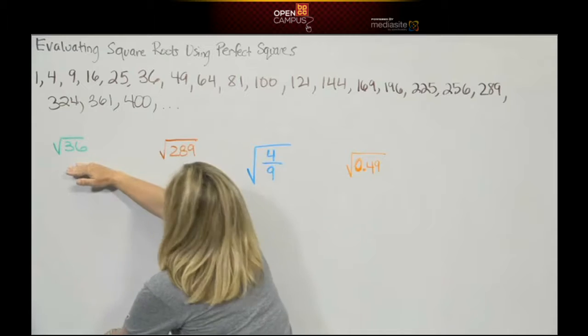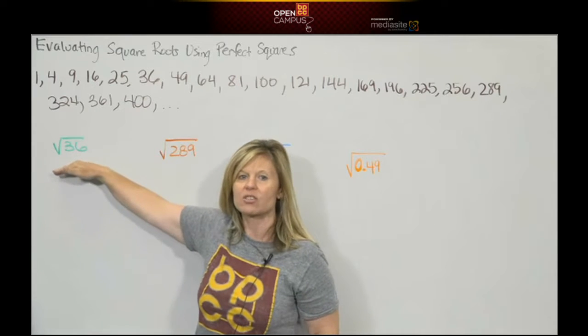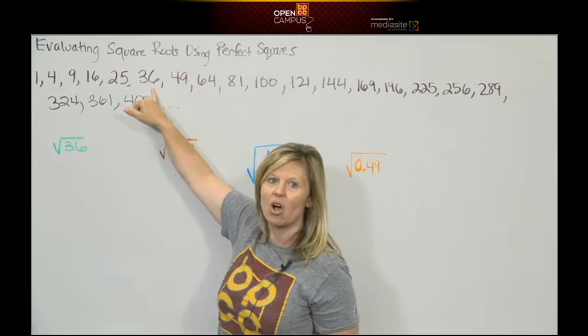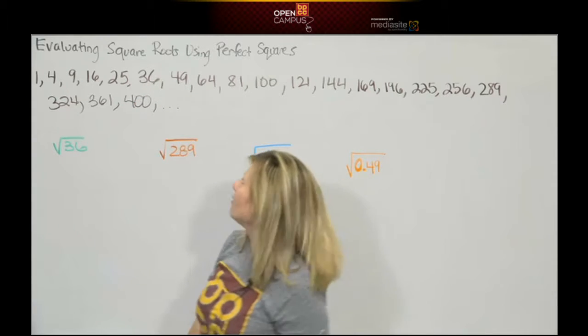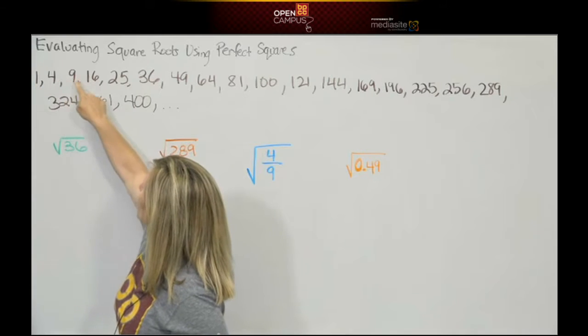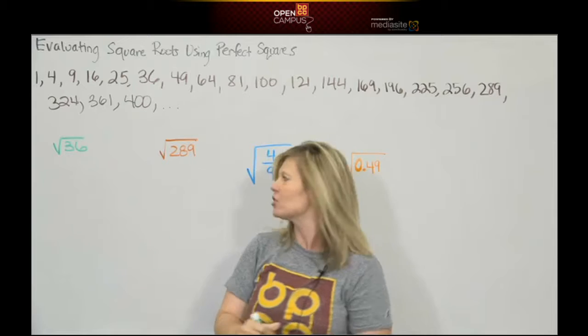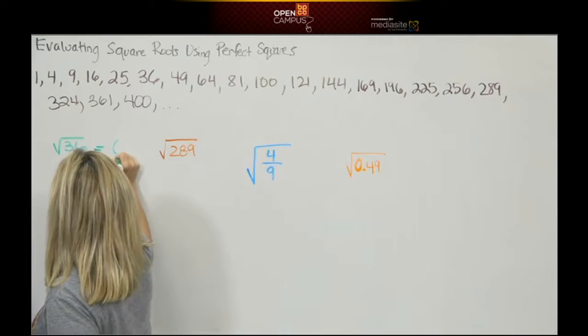First expression, I want to do the square root of 36. First question, is this radicand a perfect square? Yep, it is. It's on the list. I don't even have to think. If I just want to count, 1, 2, 3, 4, 5, 6. That's in the 6th position. That means the square root of 36 is the number 6.